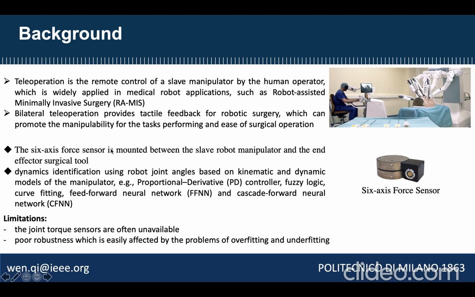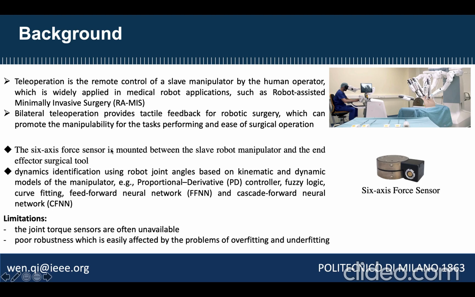For applying the interaction forces on the haptic manipulator, a 6-axis force sensor is mounted between the slave robot manipulator and the end effector surgical tool. Although the influences of the sensor size and the increment of the equipment cost can be ignored in this situation, some unexpected disturbances will be introduced due to the dynamics of the surgical tool.